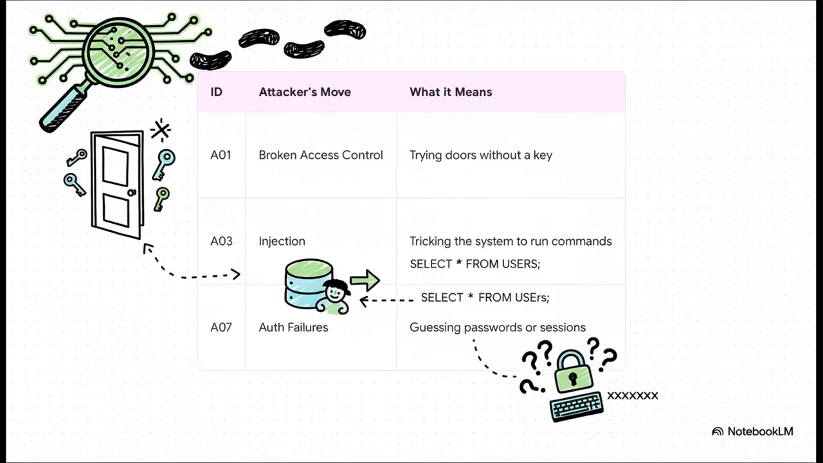Now, this is where it gets really interesting, because you can see how these risks translate into actual moves. You've got broken access control. That's basically just trying to open doors you don't have a key for. Then there's something like injection. That's way sneakier. It's like tricking the system into running your own malicious commands. Understanding these moves, that's exactly how we start predicting the kind of evidence the attacker is going to leave behind.